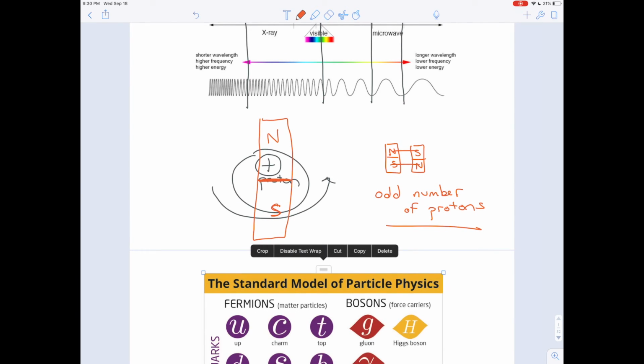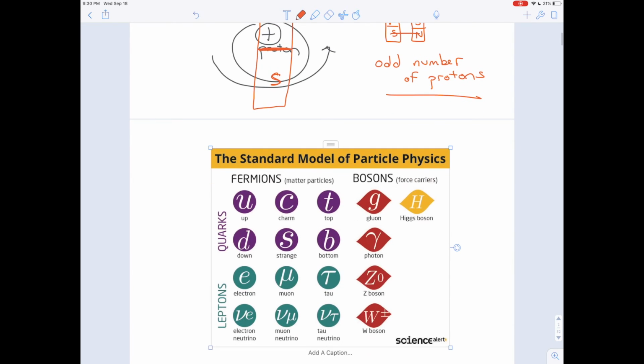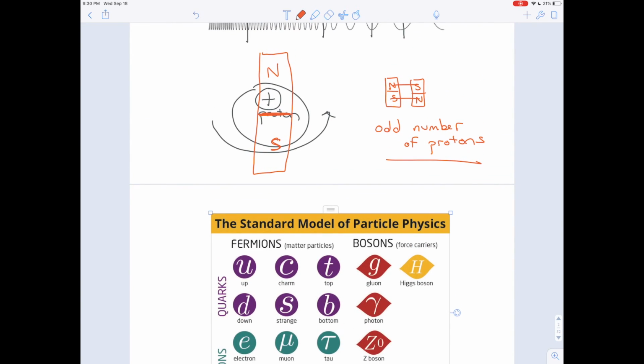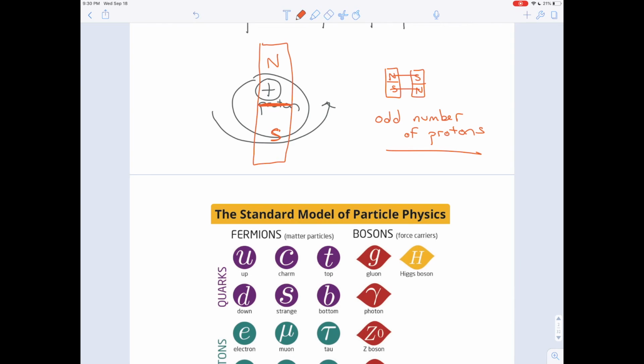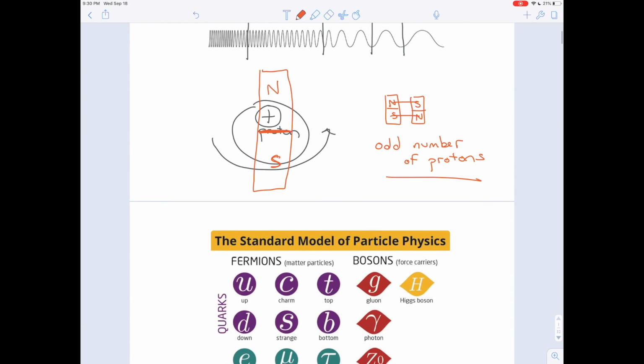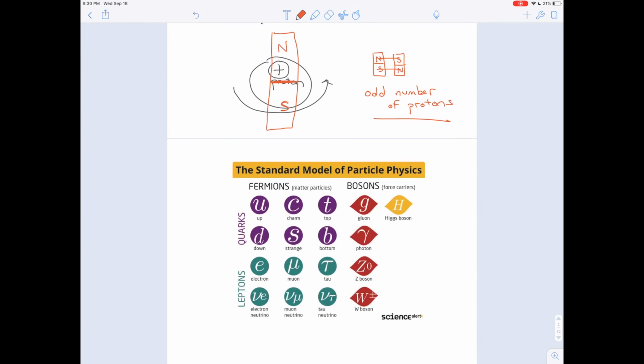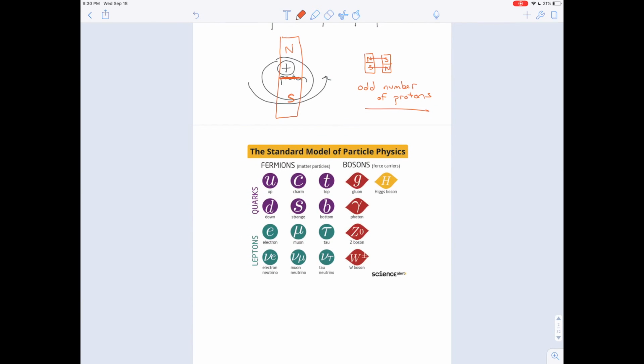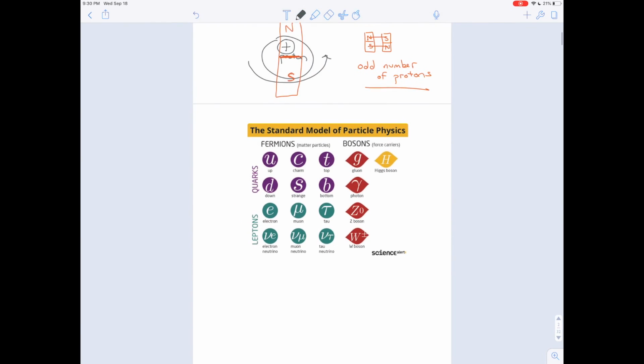There is another option, though. Even if you have an even number of protons, the nucleus could still have a magnetic field, and that's because neutrons also act like little bar magnets. You might say, wait a second, why? We got this bar magnet because a charge was moving, and neutrons don't have a charge. But neutrons, you can break neutrons apart.